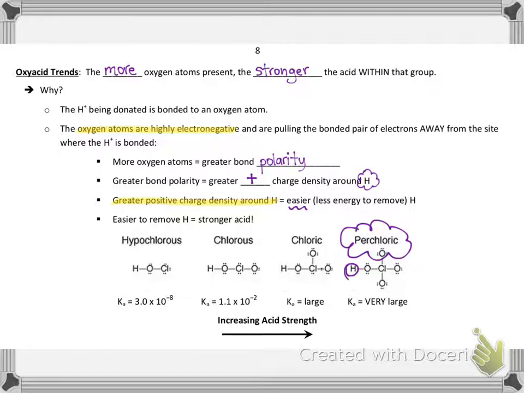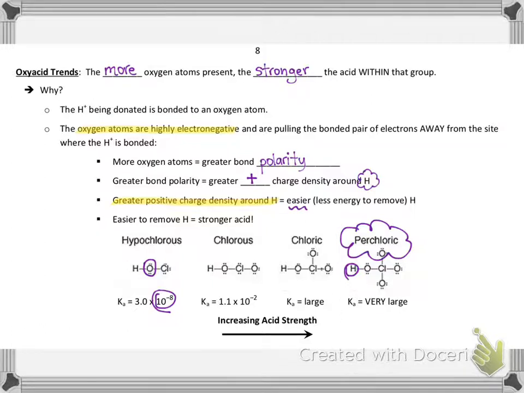But when you get down to hypochlorous, there's only a singular oxygen. And it is electronegative, and it does create a bond dipole. But it's just not nearly as easy to kick off that hydrogen. Notice, this is a really weak acid, a very low Ka. So notice the trend is very distinctive. That's why when you're memorizing your list of strong acids, it's always the ones that have the most oxygens that are the strong acids.